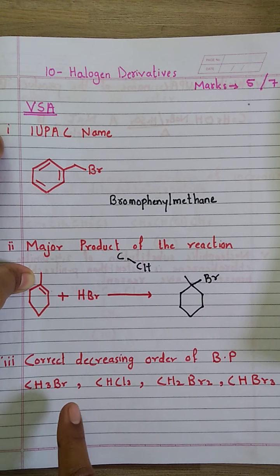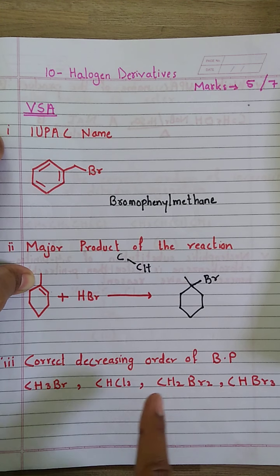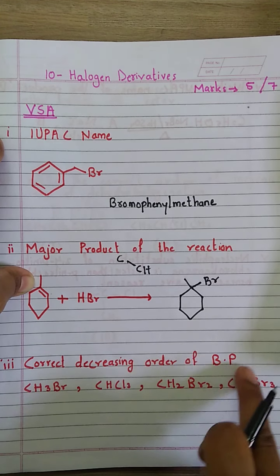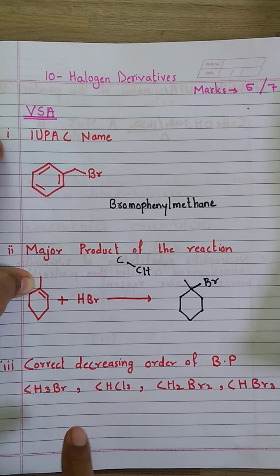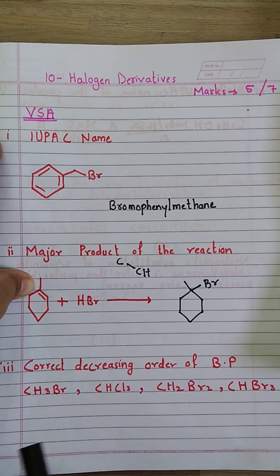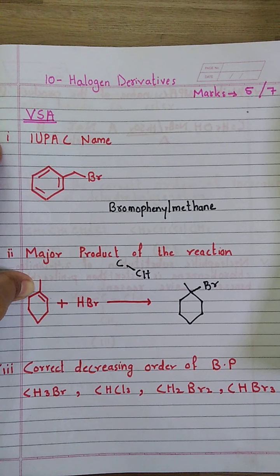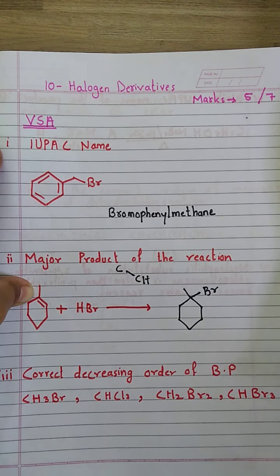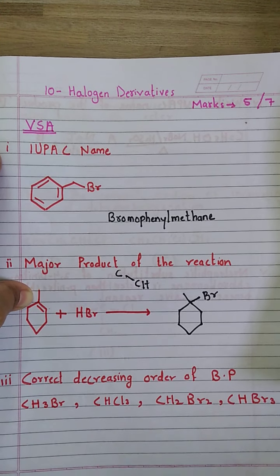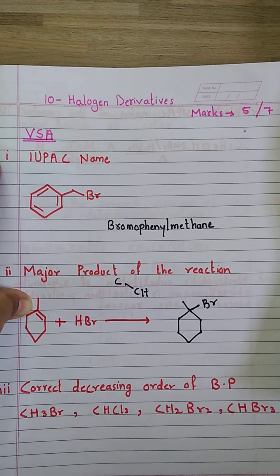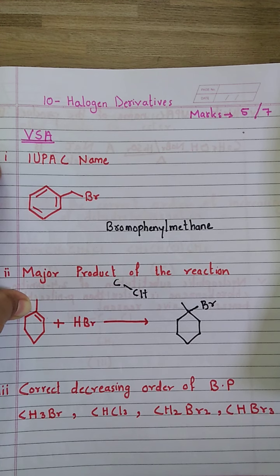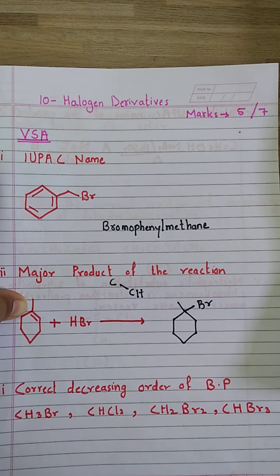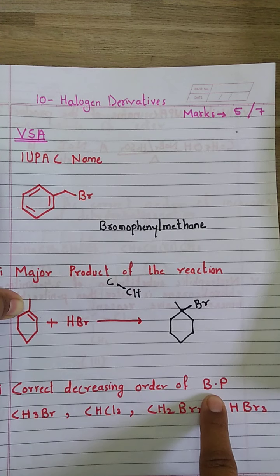Next question is, write the correct decreasing order of boiling point. Now whenever you are asked to write that, look at the molar masses of the compounds given. Here we have alkyl halides, all alkyl halides. The boiling point mainly depends on the van der Waals forces that keep the molecules together. And those van der Waals forces depend on the molar sizes or molecular masses of the compound. So whichever has bigger size will have more van der Waals force and greater boiling point.